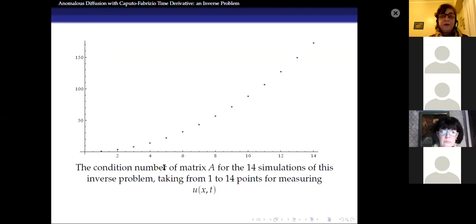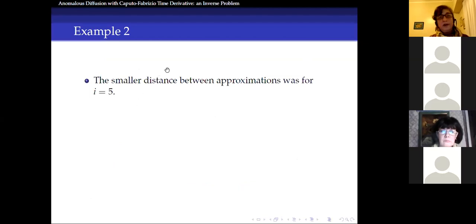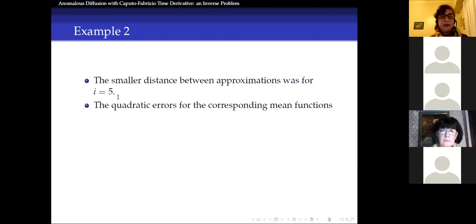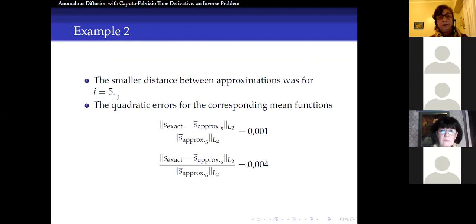This is the condition number of the matrix, which you see is increasing as we get more and more measurement points. Well, the smallest distance was between approximations of about five terms of the series. The quadratic errors were these for six terms, and this one for five terms, and these for six terms. So the best approximation was about six terms of the Fourier series.